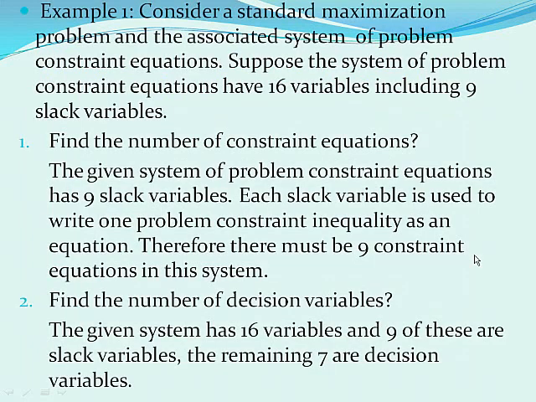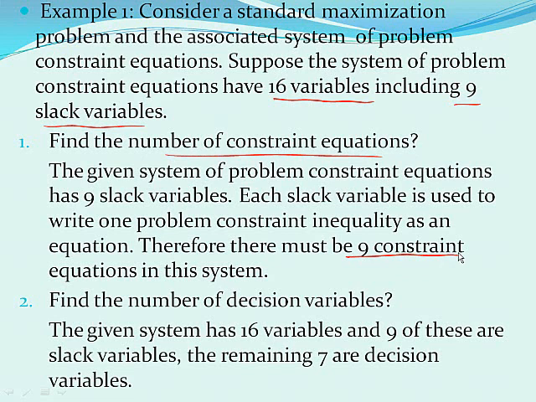Here we are going to consider an example. Consider a standard maximization problem and the associated system of problem constraint equations. Suppose the system of problem constraint equations has 16 variables, including 9 slack variables. Question 1, find the number of constraint equations. We know that we need to have as many slack variables as there are constraint inequalities. So the number of constraint equations will be the same as the number of slack variables, which is 9. So there will be 9 constraint equations in this system.